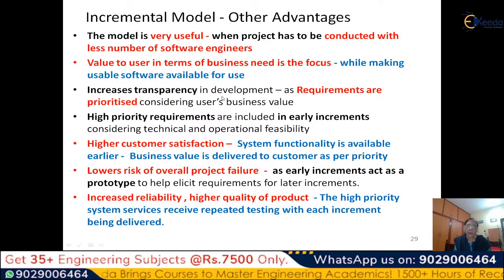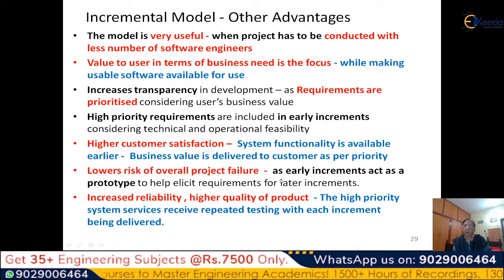It also increases the transparency in the development because requirements are prioritized by the user. So they know what is being done. It is not that only the software team is doing it, but the customer is involved as well. So the software team is very transparent. They know what is being done. High priority requirements are included in the early increments. And of course, you have to consider the operational and technical feasibility. Higher customer satisfaction is obtained because of business value. It's a result of the business value we talked of.